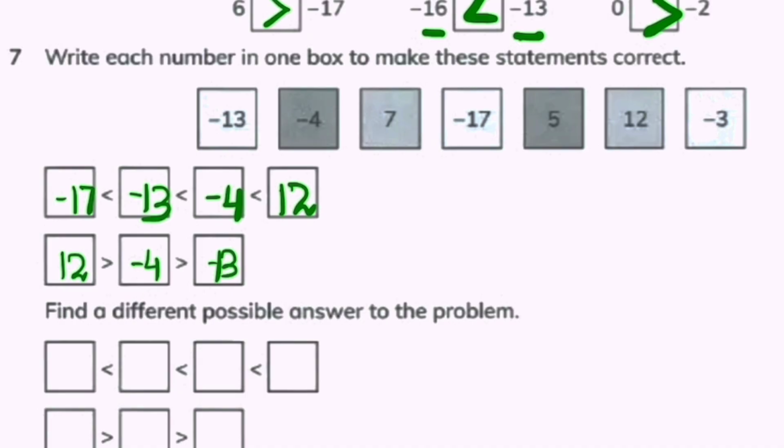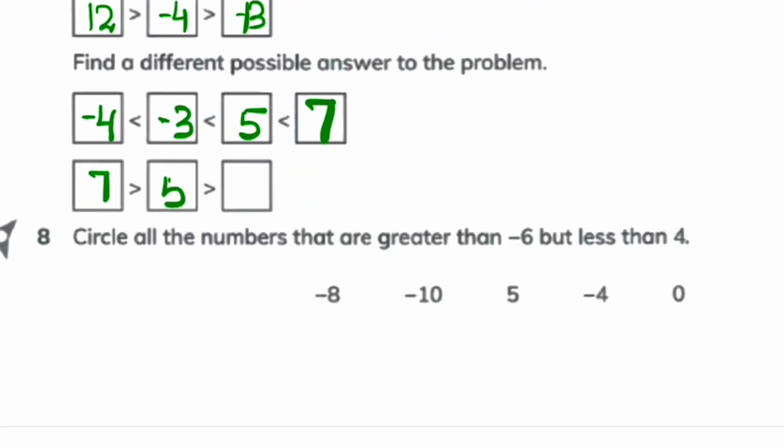Let's do it again, choosing another set of numbers. Here I will choose my greatest number as 7 and the smallest number I'll choose is minus 4. Then I choose minus 3 because minus 4 is less than minus 3, and then I choose 5 because minus 3 is less than 5, and hence this is correct. Again I'll write the numbers in descending order.